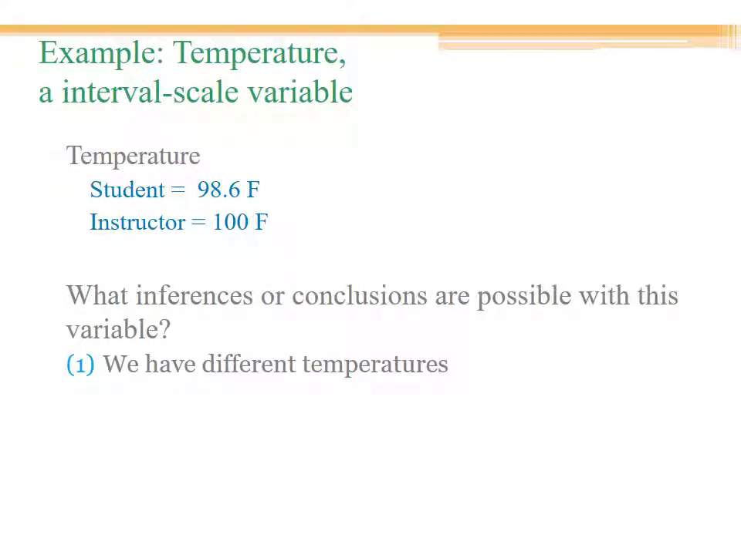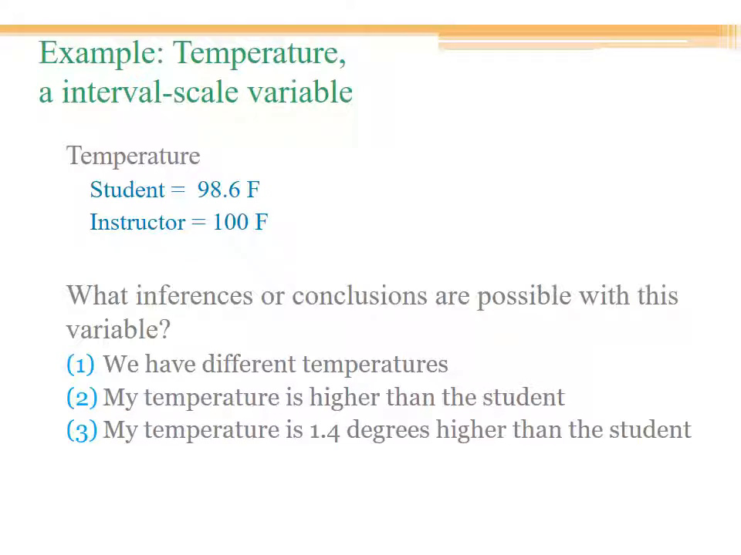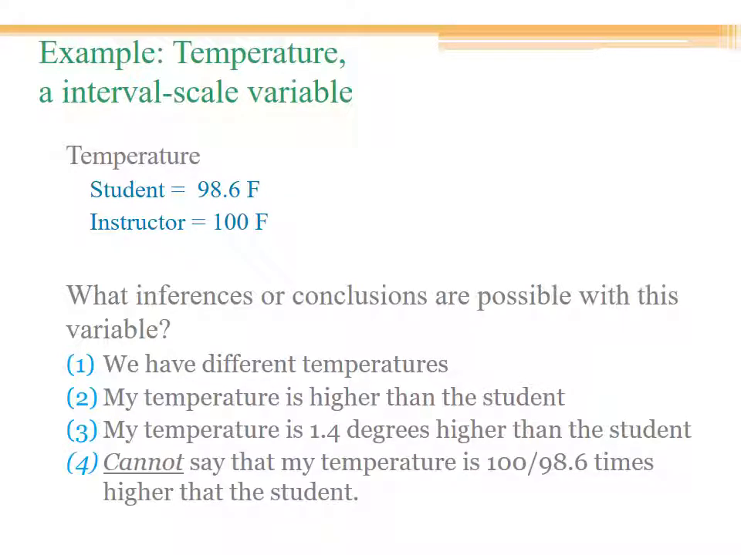First, we have different temperatures, so classification. My temperature is higher than the student, rank order. My temperature is 1.4 degrees higher than the student, but we cannot say that my temperature is 100 over 98.6 times higher than the student because we don't have an absolute zero. So this is the major difference between a ratio variable and an interval scale variable.